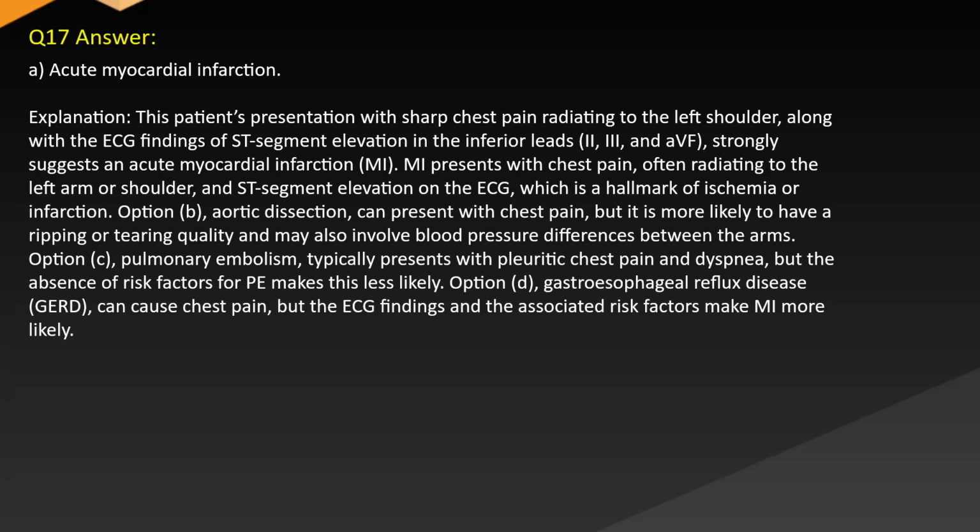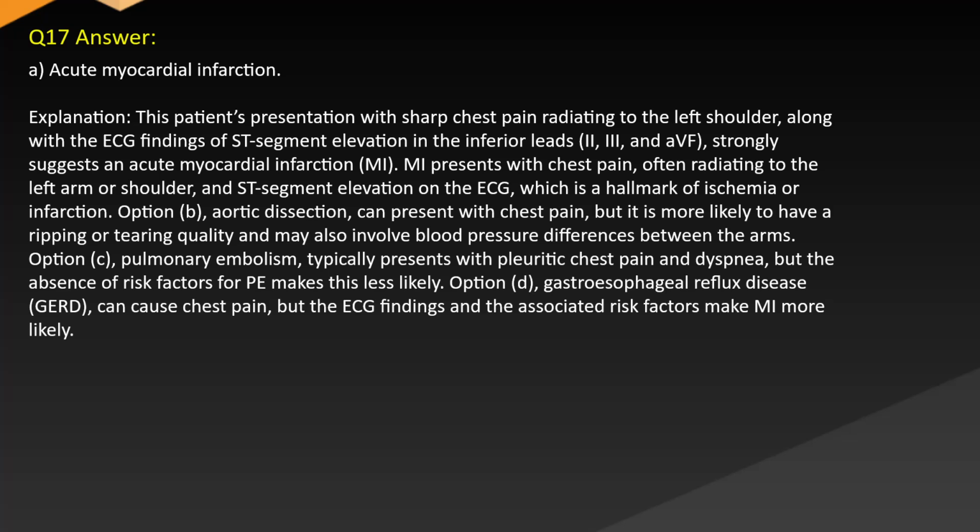Answer A. Acute myocardial infarction. Explanation. This patient's presentation with sharp chest pain radiating to the left shoulder, along with the ECG findings of ST segment elevation in the inferior leads, strongly suggests an acute myocardial infarction. Patients present with chest pain, often radiating to the left arm or shoulder, and ST segment elevation on the ECG, which is a hallmark of ischemia or infarction. Option B, aortic dissection, can present with chest pain, but it is more likely to have a ripping or tearing quality and may also involve blood pressure differences between the arms.